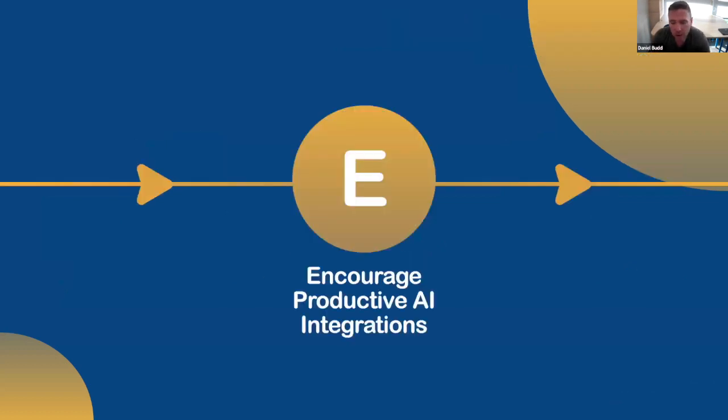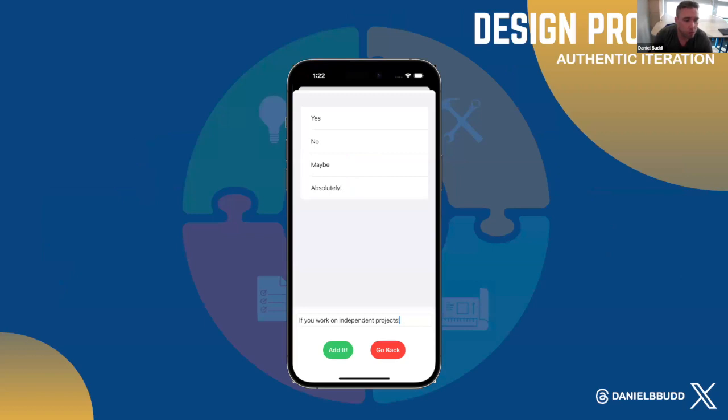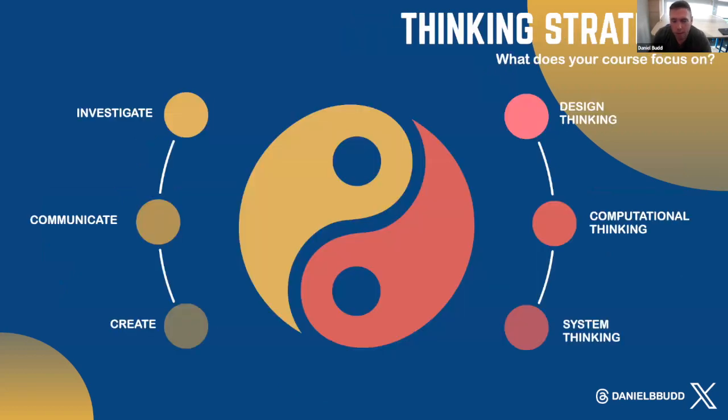So moving back to our application, how are we going to move this C+ app a little bit further? So we all have our different thinking strategies, and normally a computer science curriculum or a technology curriculum will have two sides, the yin and yang. We'll have our thinking methodologies like design thinking, computational thinking, systems thinking, but we also have our general ICT capabilities, which would be the ability to create, to communicate, and to investigate.